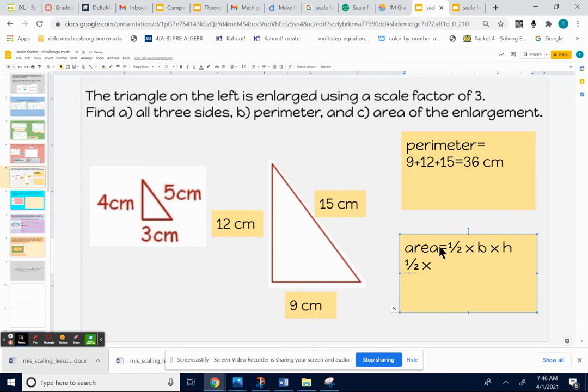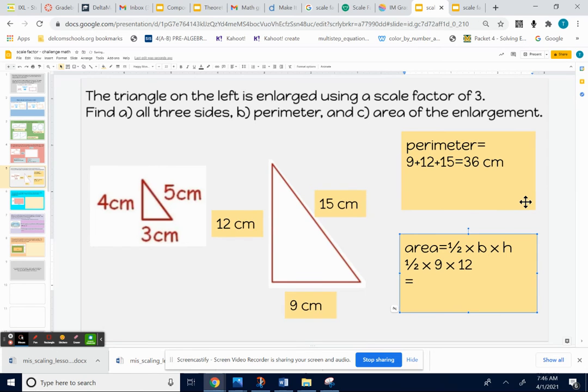Now remember, in a triangle, the base and the height, that the height has to form a right angle with the base. Okay, so the base is 9 and the height's 12. Okay, we don't even need to use the 15. Okay, we're just using 9 as the base, 12 is the height. So it's 1/2 times 9 times 12.